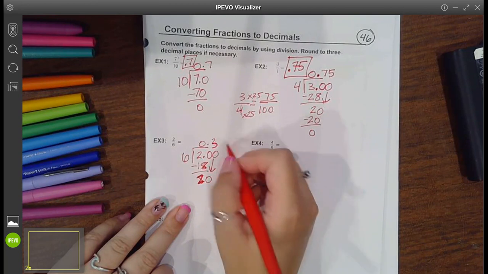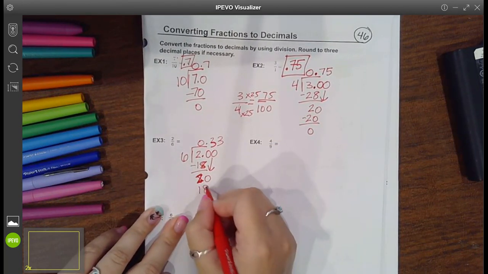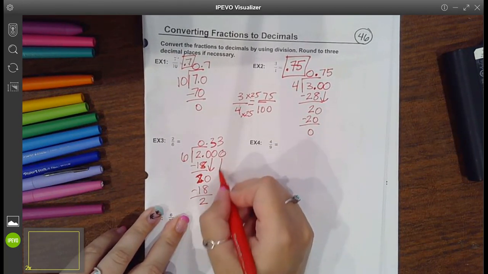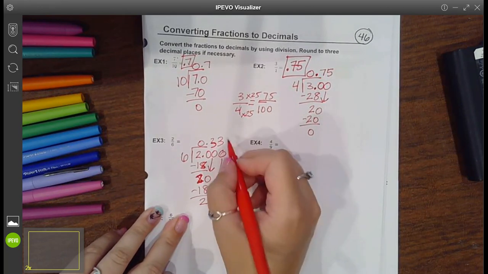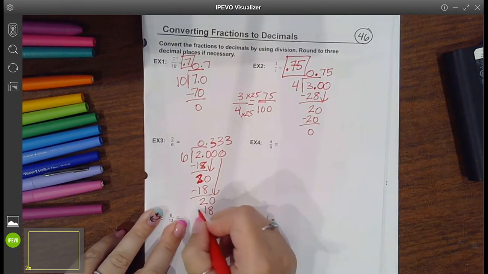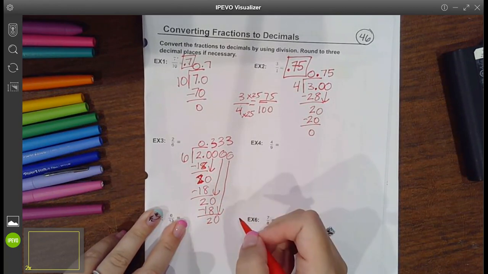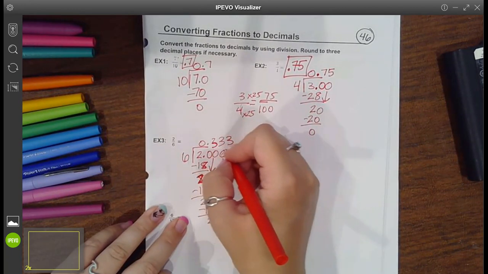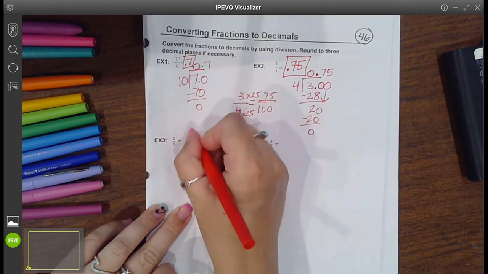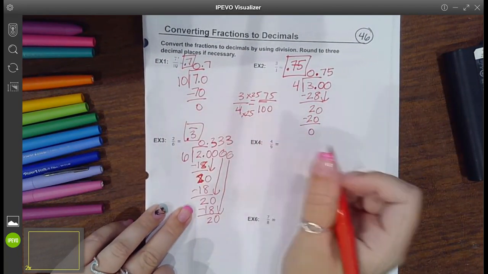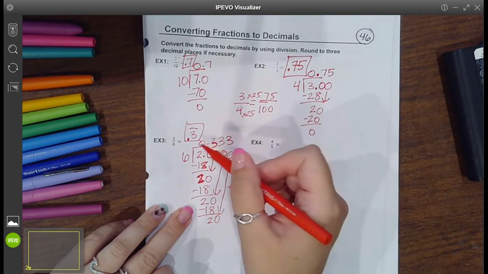Okay. 6 goes into 20 3 times. Subtract that, you get 2. Okay. Bring down the 0. 6 goes into 20 3 times. Are you noticing something here? I bring down the 0. Hey, this is just going to keep repeating, right? So since it's 0.33333, it's going to keep happening. I could just write it like this. If there was no directions, I would just say 0.3.